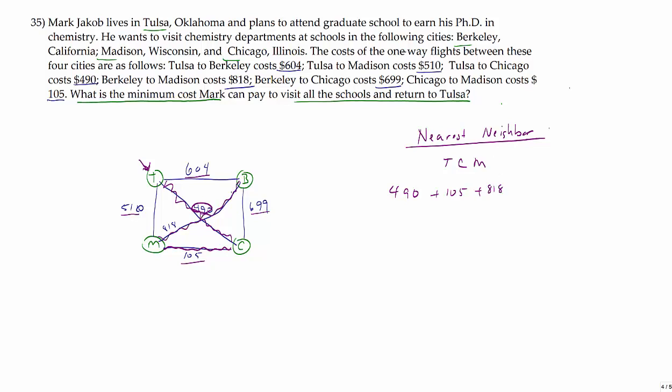And then my last edge, I have to get back to Tulsa, so I have the 604. Adding all those together, I get 2017. So it may not have been the overall least expensive possibility, but I was able to do it rather quickly. And like I said, with the brute force method, I had to find the 6th path, compute the cost of each path, and then pick the least amount there.